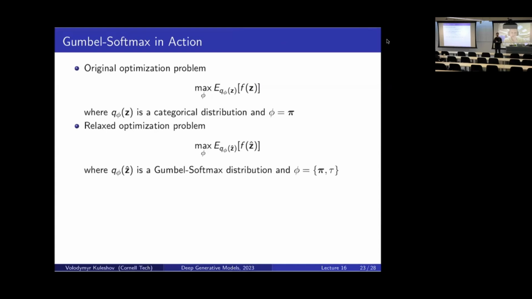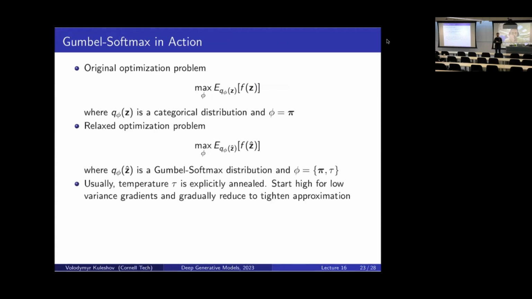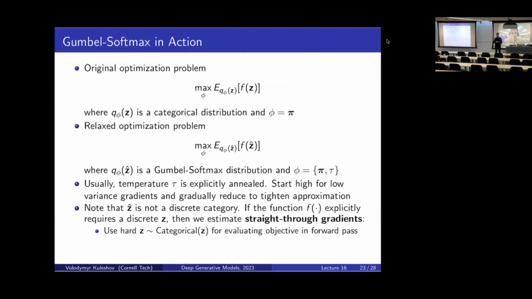What we could do is replace z by z hat, and then gradually anneal the temperature during learning. Now, one note here is that in practice, we have to have an f which supports continuous approximations. So f has to support some continuous z hat. For some f, it might not be defined for a relaxation of z hat. So this only works with objectives that are defined over a continuous relaxation.